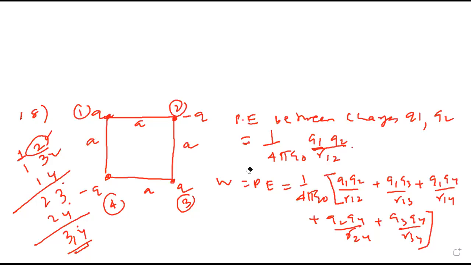Wait. So you have missed Q2 and Q3 upon R23. Or 2, 3 we have missed. 1, 2, 3, 4, 5. Oh, sorry. Only 5 terms are there. 6 should be there in total. I have written only 5. So one more will come: Q2 Q3 upon distance between 2 and 3. So net potential energy is 1 upon 4 pi epsilon naught.